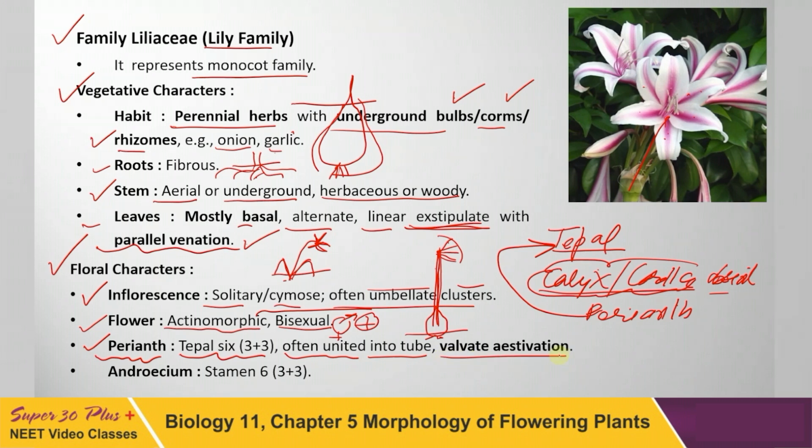Aestivation is valvate. You know the meaning of valvate aestivation, no need to repeat it now. Come to the next, that is the male whorl, the androecium. There are 6 stamens, 3 plus 3 in 2 whorls.